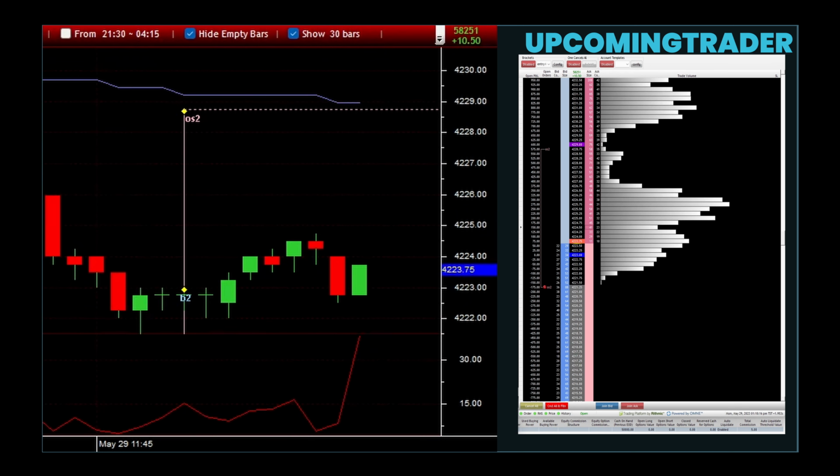Another strategy is to use the net volume indicator to identify potential reversals. If the price is trending upward but the net volume indicator starts to show declining or negative values, it could be a sign that the trend is losing steam and a reversal may be imminent.